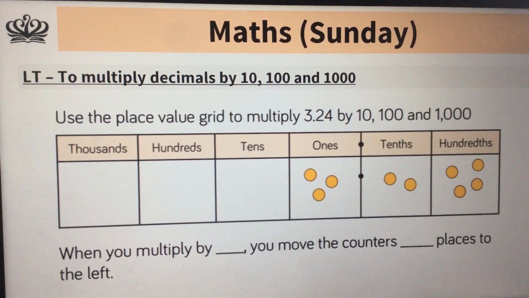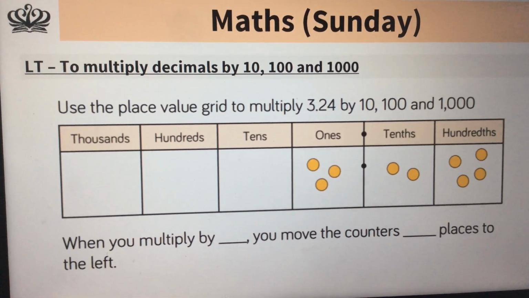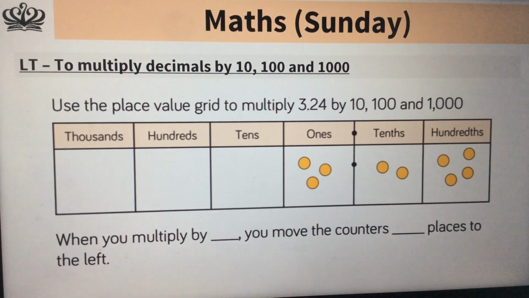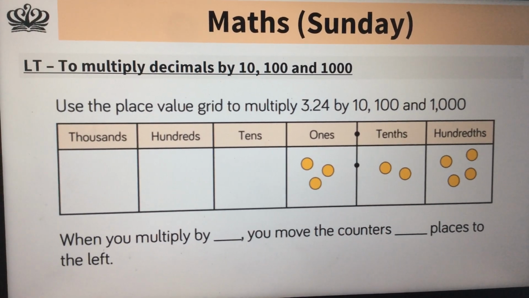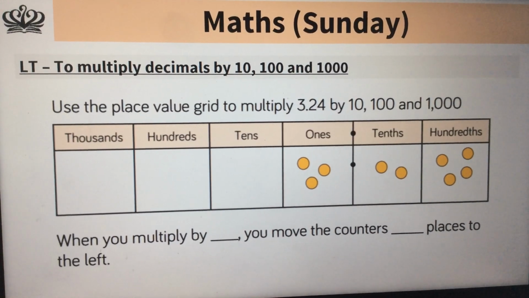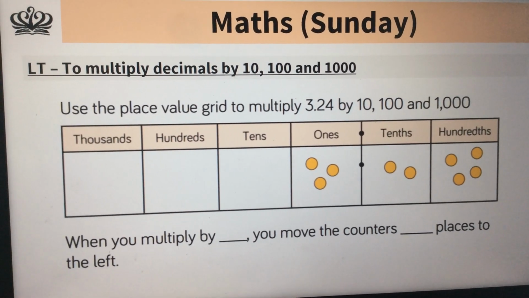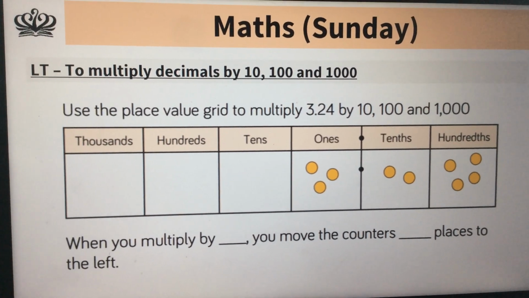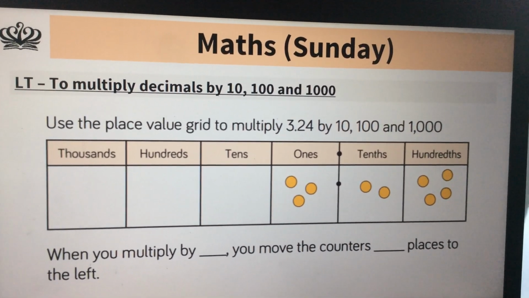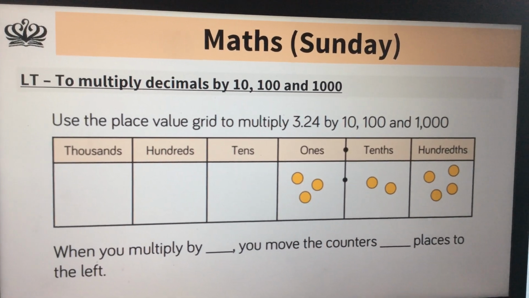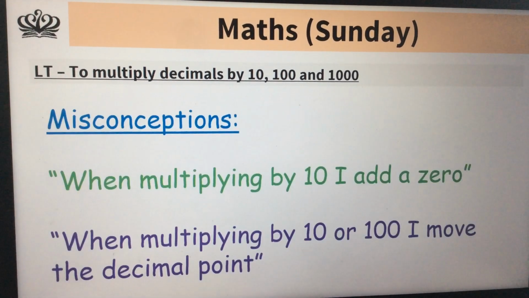Okay, our learning target is to multiply decimals by 10, by 100 and by 1,000. Now there is a rule here, and once you understand that rule and you've got that really clearly and you've practiced that, then this should be quite straightforward. But to start with, it's really important that you understand the rule. So we're going to quickly spend the first part of this video recapping that.